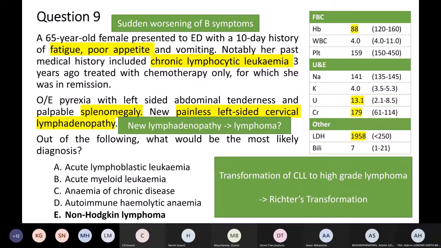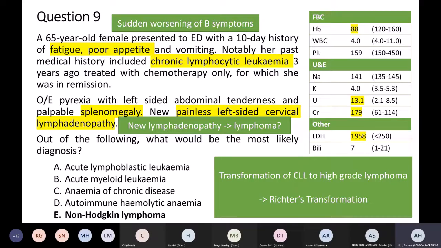So someone with new lymphoma on a background of CLL, we always have to think about something called Richter's transformation or Richter's syndrome. This is where the CLL transforms into a more aggressive form of lymphoma, meaning that someone is suddenly a lot more symptomatic than they were in the past. The raised LDH could represent that, but remember, someone might have a slightly high LDH with leukemia anyway. There's of course an AKI and an anemia on the bloods as well.